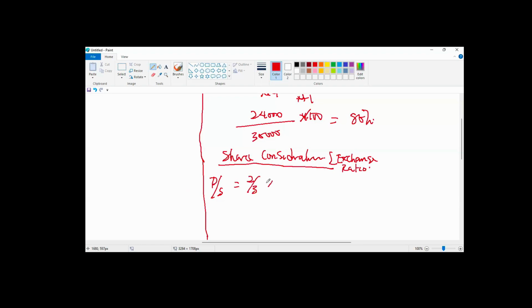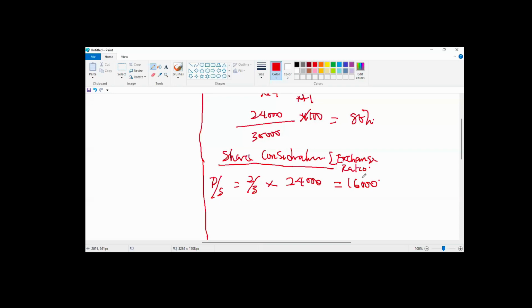2/3 times 24,000 gives 16,000. Don't forget, it must be issued at the market price per share of the parent.